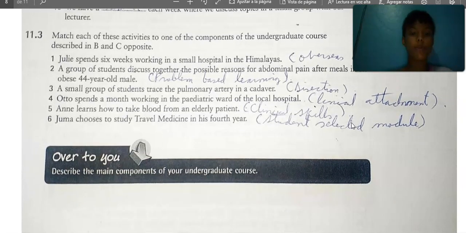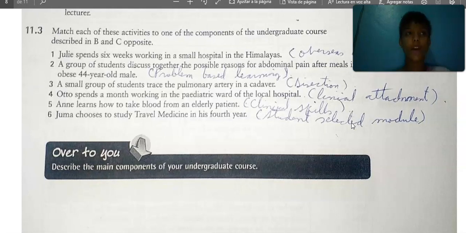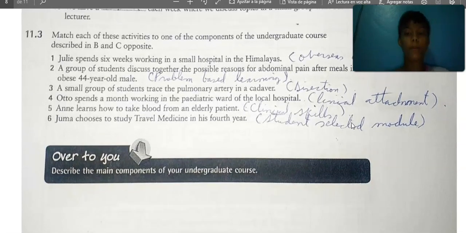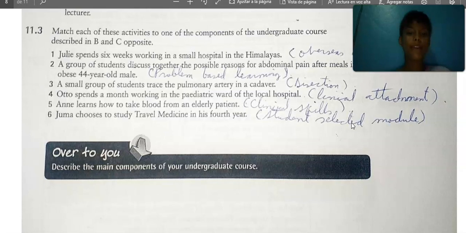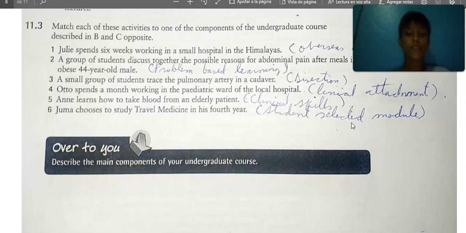July spends 6 weeks working in a small hospital in the Himalayas, overseas elective. A group of students discuss together the possible reasons for abdominal pain after meals in an obese 44-year-old man. Problem-based learning. A small group of students trace the pulmonary artery in a cadaver dissection.